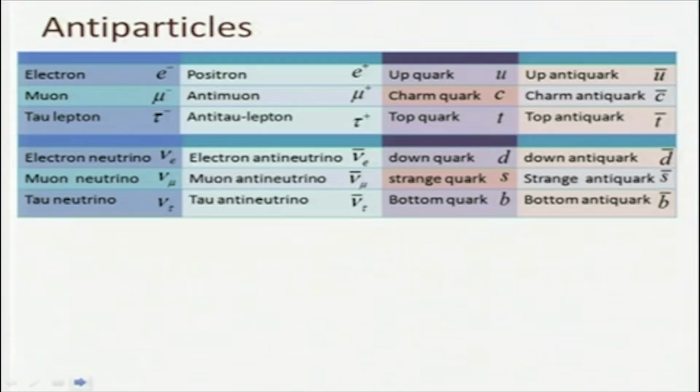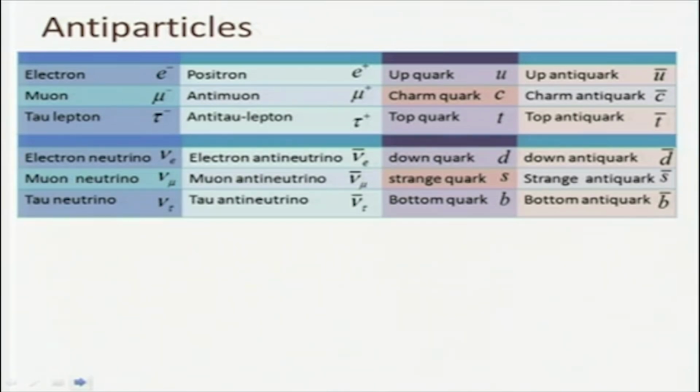For example, the electron's antiparticle is called the positron, which is symbolized as e plus instead of e minus for the electron. Similarly, the muon, mu minus, has an anti-muon as its antiparticle, denoted by mu plus, and tau minus has an antiparticle, the anti-tau lepton, tau plus. Neutrinos: the electron neutrino has an electron antineutrino, the muon neutrino has a muon antineutrino, and the tau neutrino has a tau antineutrino.